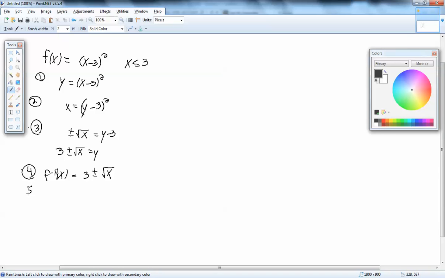Now step 5, if necessary, use the graph to make it 1 to 1. It's not currently 1 to 1 because it's got the plus or minus. So let's graph this. Our initial one here is the x squared. That means we've got a parabola, a U-shaped graph. And the number inside with the x means it's shifted right or left, opposite of what you think. So this says negative 3, so it's shifted right 3.